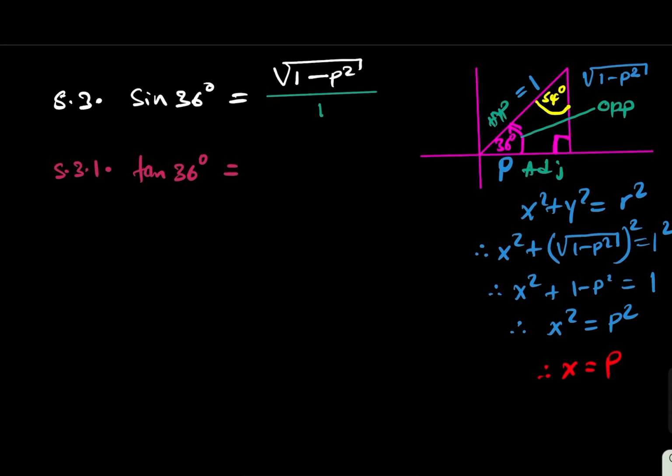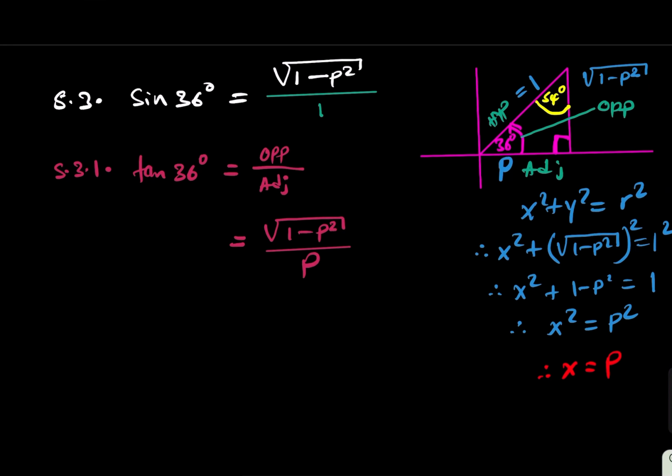This is the same as saying the opposite over the adjacent. But we've just solved the adjacent, and the opposite length of that was given as the square root of 1 minus p all squared, divided by your adjacent, and you found that to be your p. And you get 3 marks for that.